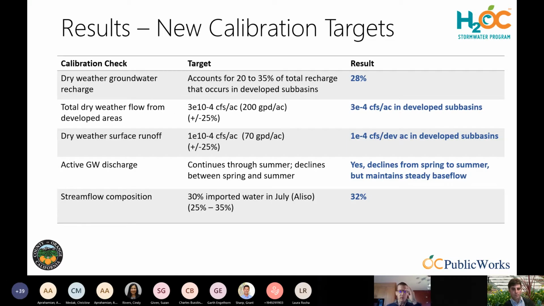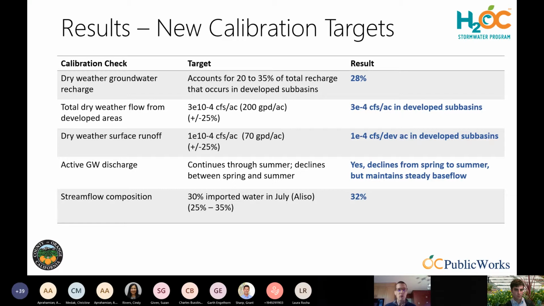Okay, great, thanks. So we thought this through. We developed new calibration targets, and we needed to have our groundwater discharge to the stream channel during dry weather be composed of a much lower fraction of imported water. Our target was 20 to 35%, and the result in this new calibration we achieved is 28%. So check, that's a good one.